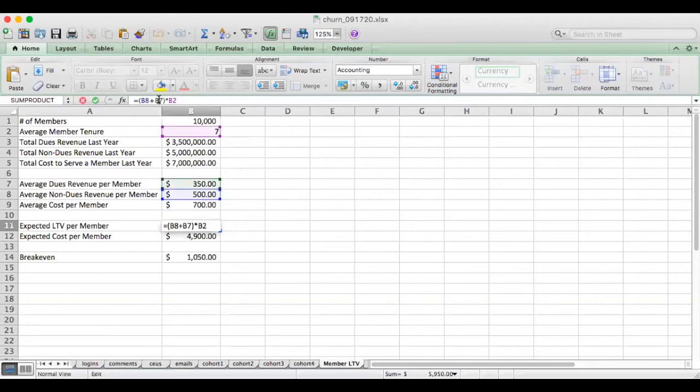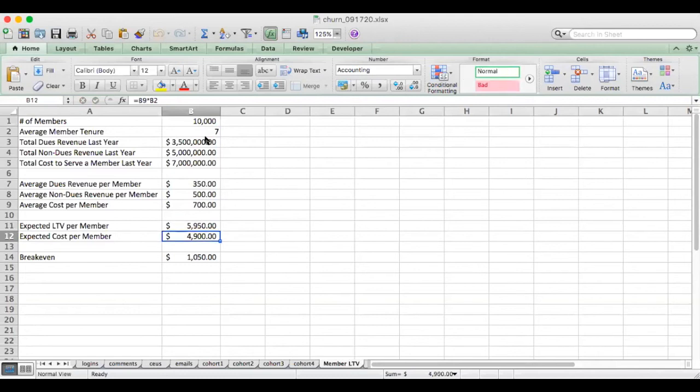Once you have that, what you can do is calculate your expected revenue per member over their lifetime. And that's a calculation of dues plus non-dues revenue per year. Add those together and then multiply it times the average member tenure. That's your expected value of the member per the lifetime that they stay with your organization. You can do the same thing for cost. And once you subtract this number, the value minus the cost, that's your total break even.